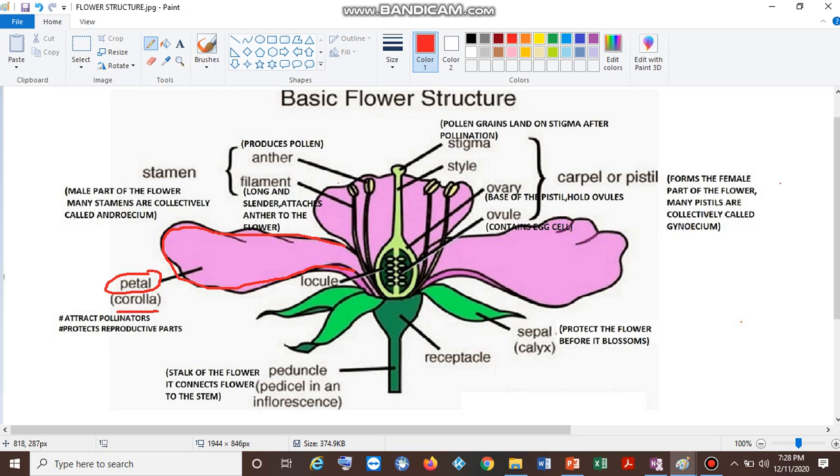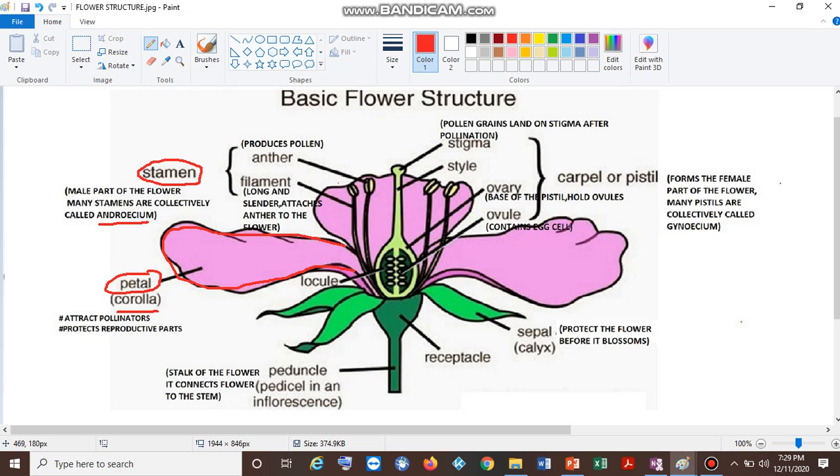Now, let's come to the third part, that is stamen. This is the male reproductive part of the flower. And here also individually it is called stamen and a collection of stamens is called androecium. Collectively it is called androecium.